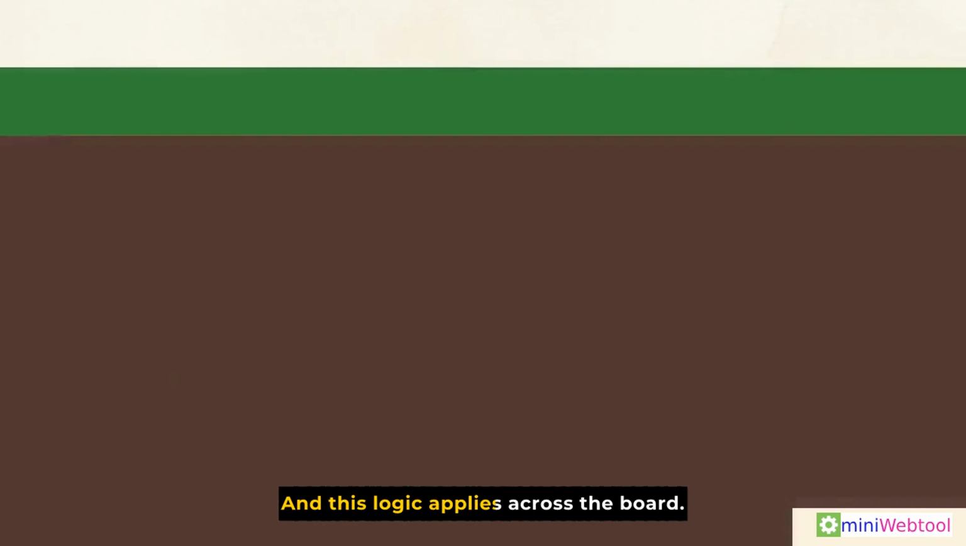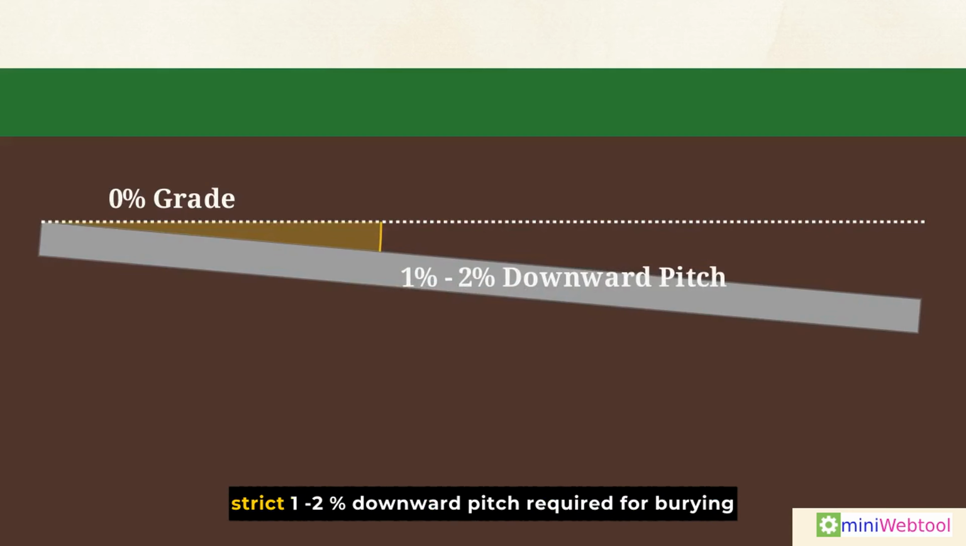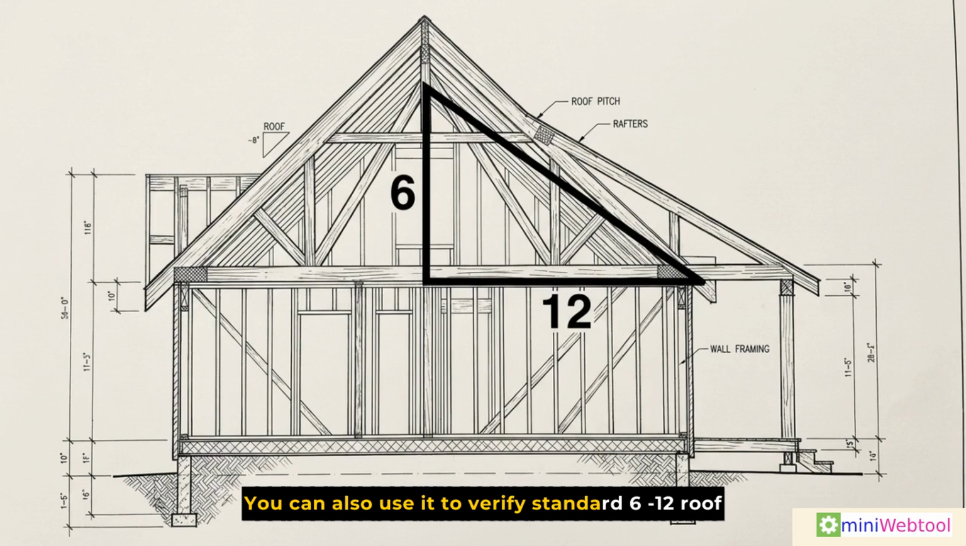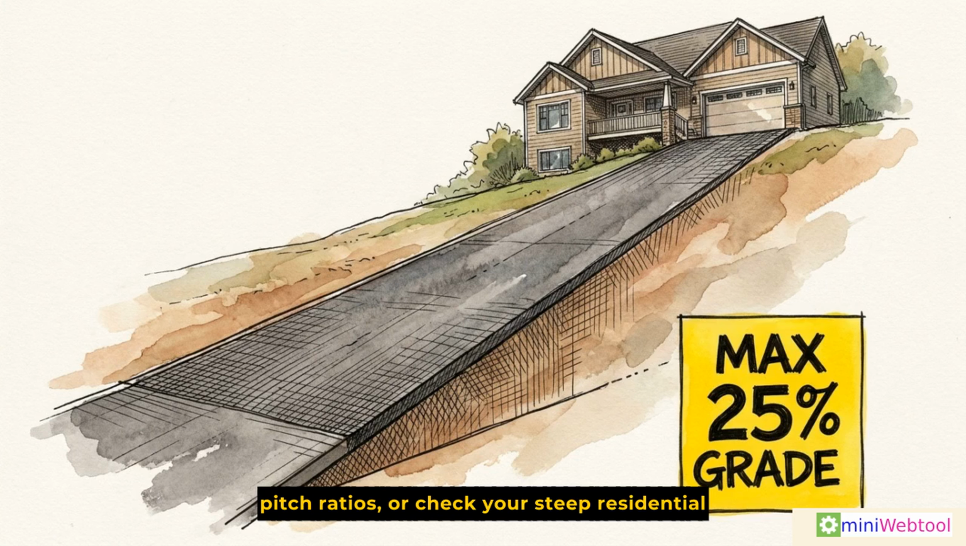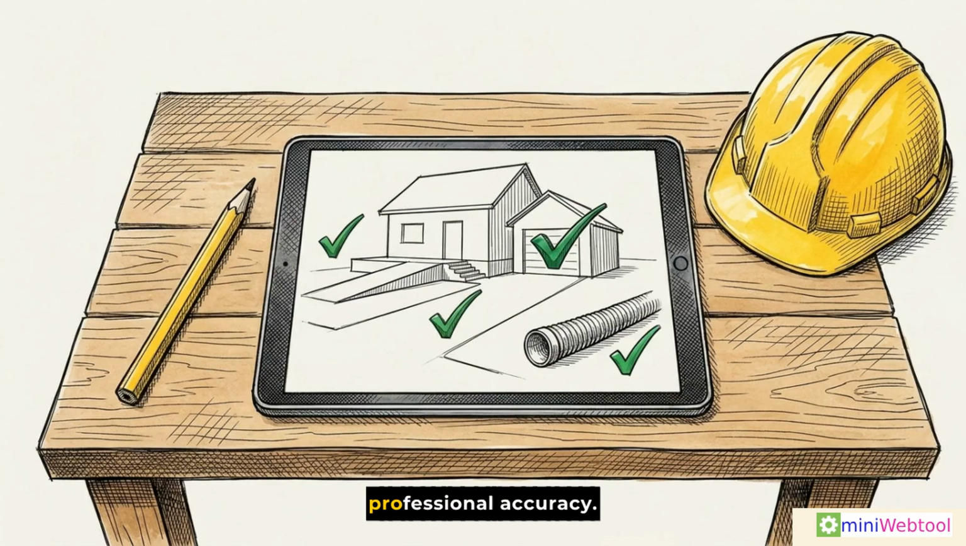And this logic applies across the board. You can use the exact same tool to calculate the strict 1 to 2% downward pitch required for burying yard drainage pipes. You can also use it to verify standard 6 and 12 roof pitch ratios, or check your steep residential driveway against local fire code maximums. Mastering this calculator shifts your process away from guesswork, allowing you to execute any inclined construction project with verified, professional accuracy.